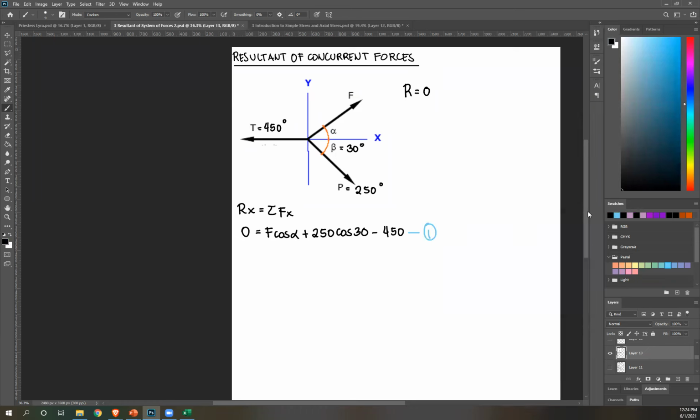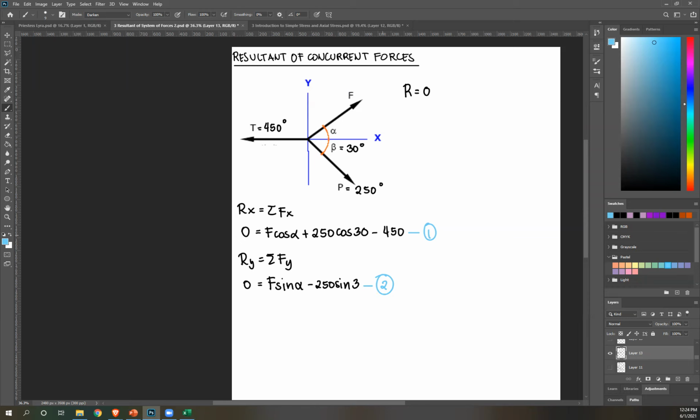Now we move on to the next component, which is Ry. Summation of forces y, and Ry is 0. Let's start with F again. It's upward, therefore positive. The y component is F sine alpha. Next, P is downward, so negative 250, given your angle, sine 30. T doesn't have a vertical component, so that's all of your equations. Once again, there's nothing to solve for here, so we call that equation number 2.